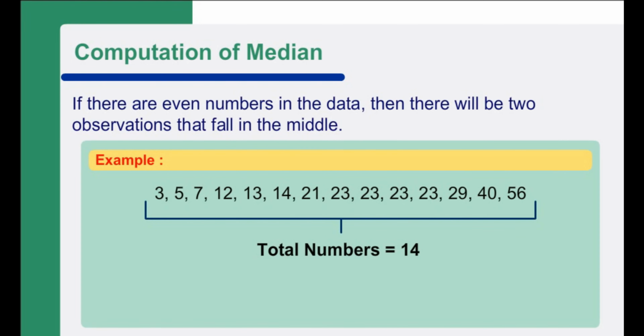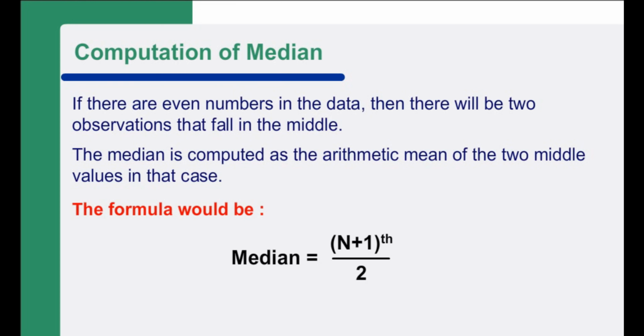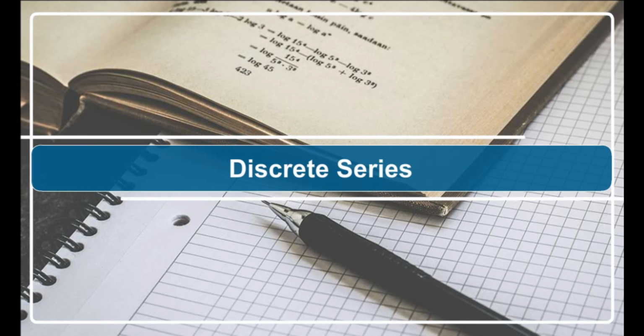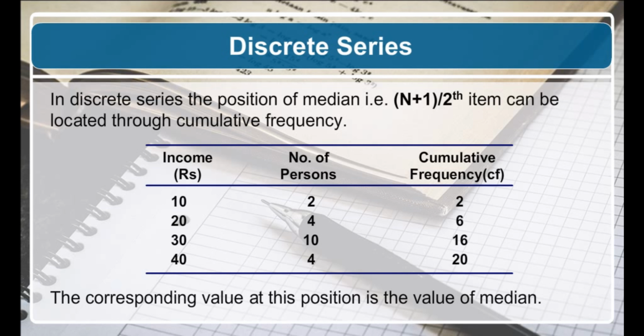If there are an even number of observations in the data, then there will be two observations that fall in the middle. The median is computed as the arithmetic mean of the two middle values in that case. The formula would be median is equal to the (n plus 1)/2th item. Discrete series. In discrete series, the position of median, that is (n plus 1)/2th item, can be located through cumulative frequency. The corresponding value at this position is the value of median.